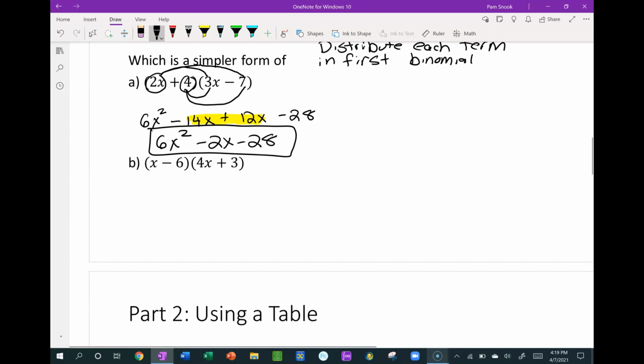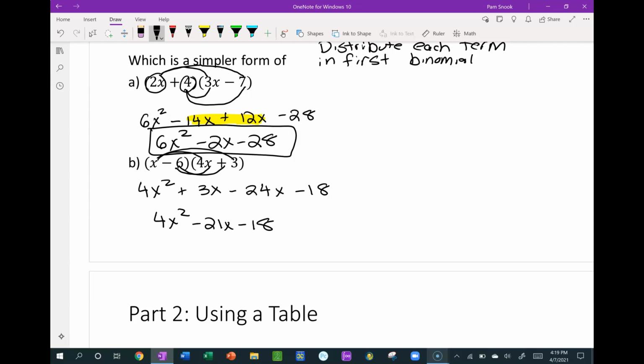Now let's do B. I'm going to do the same thing. Distribute the x first. So x times 4x is going to be a 4x squared. X times 3 is a 3x. Negative 6 times 4x is negative 24x. Negative 6 times 3 is a negative 18. And now combine your like terms. 4x squared minus 21x minus 18, and you're done.